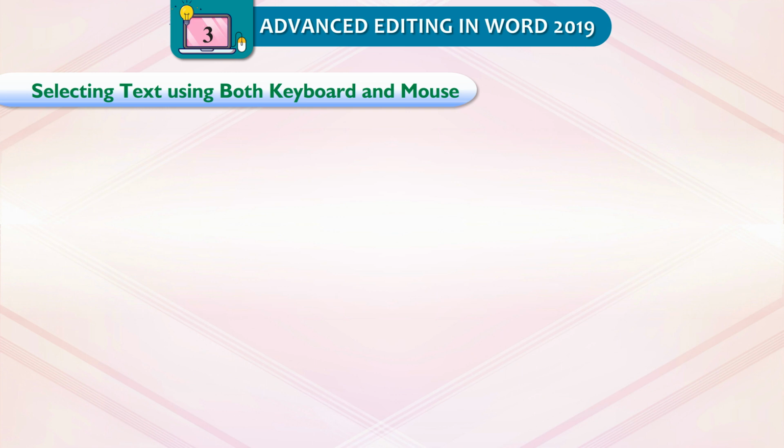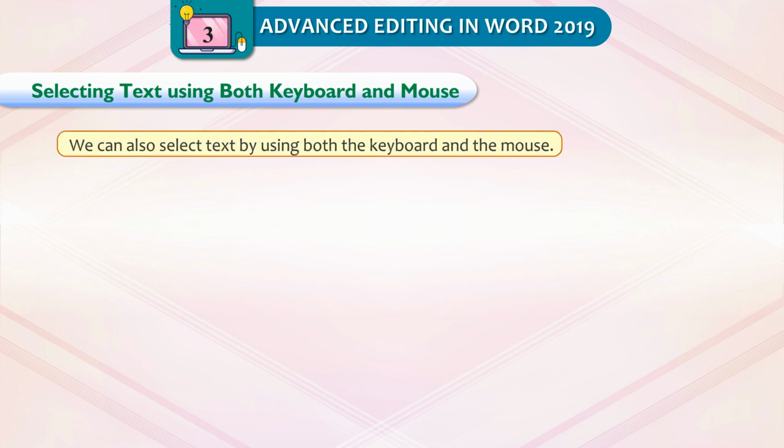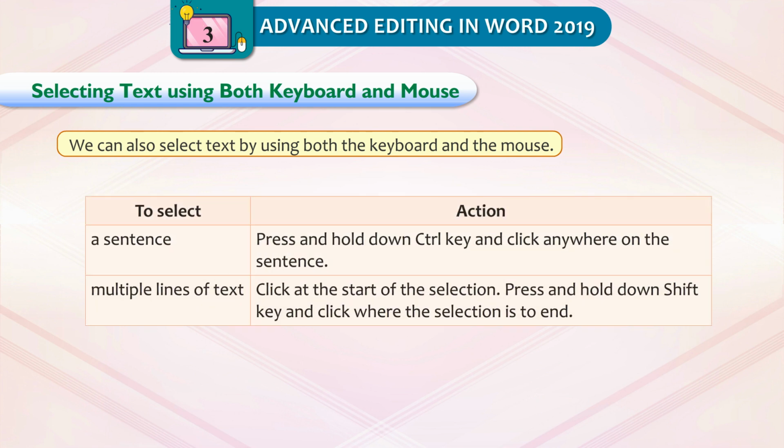Selecting text using both keyboard and mouse. We can also select text by using both the keyboard and the mouse. To select a sentence, press and hold down Control key and click anywhere on the sentence. Multiple lines of text: click at the start of the selection, press and hold down Shift key and click where the selection is to end.